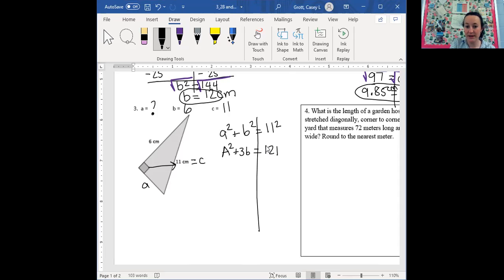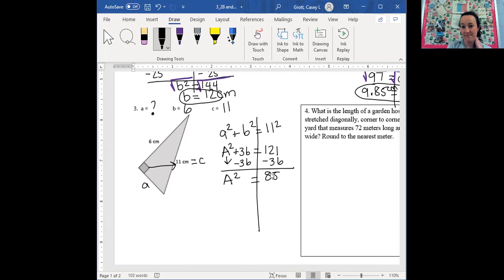We want to get A by itself, so minus 36, minus 36. It's a positive, so let's do the opposite. A squared is going to drop down. 121 minus 36. Just want to double check the math. We don't want to make silly mental mistakes. It is going to be 85.